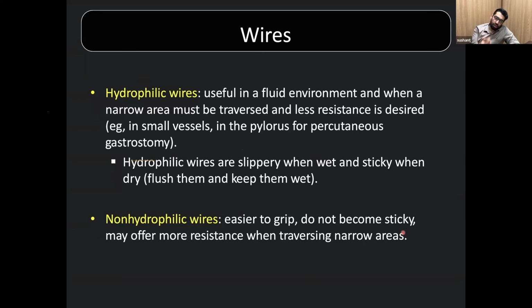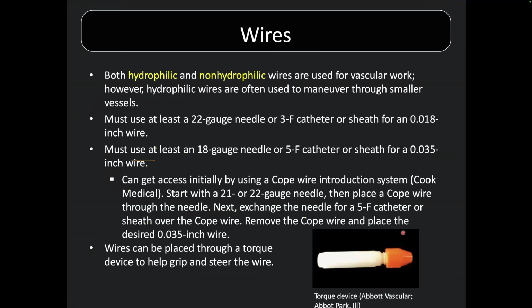If we want to go across a narrowing like renal artery stenosis, we can use a 014 or 018 guide wire. However, if we just want to go across in the aorta, we can use a 035 wire, which gives us more support and is thicker, easier to carry a catheter across. So both hydrophilic and non-hydrophilic wires are useful for vascular work and even for non-vascular work, like in PTBDs or if we want to do a DJ stenting.